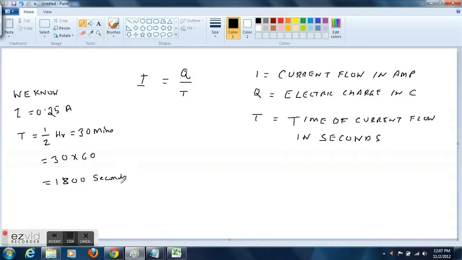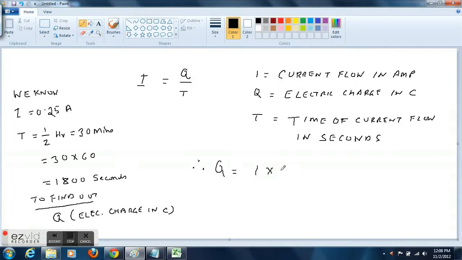What we do not know, or what we need to find out here, is the amount of electric charge. We need to calculate the amount of electric charge, that is Q, in coulombs. Therefore, Q equal to I multiplied by T.